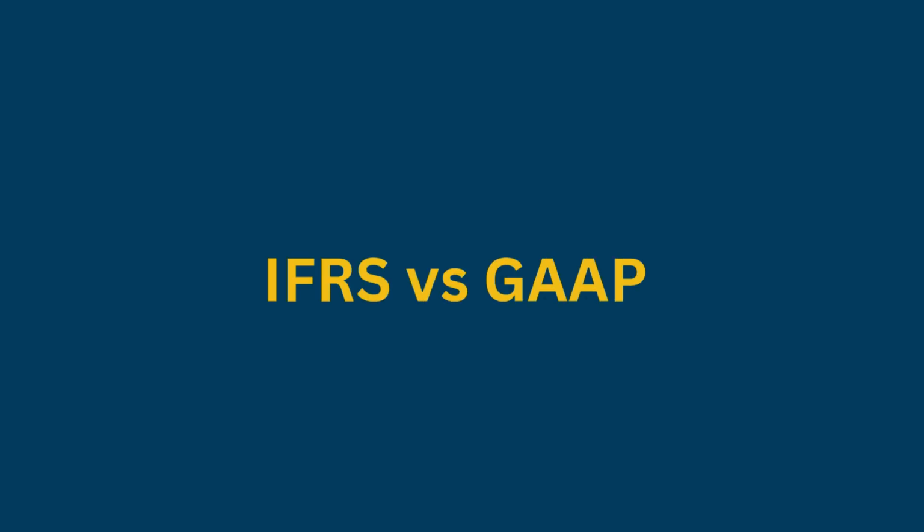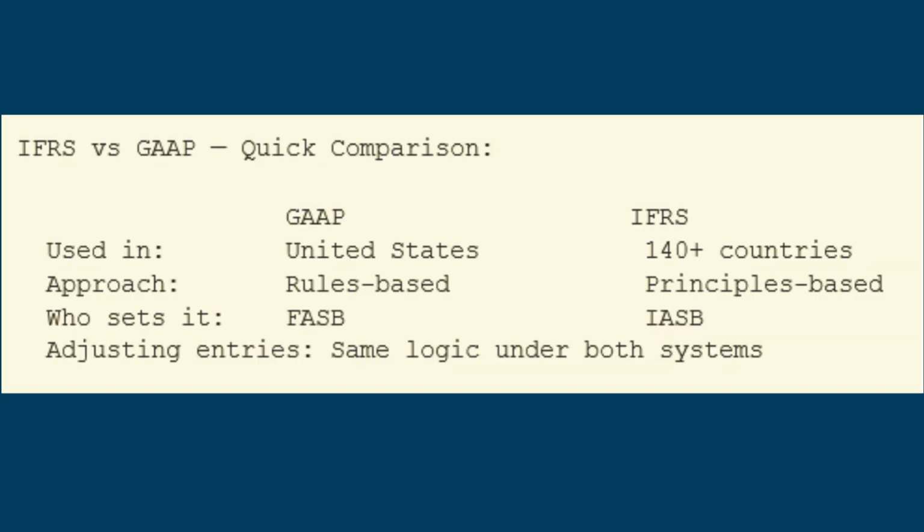IFRS versus GAAP. Before we go further, I need to mention something that comes up constantly in accounting: IFRS versus GAAP. GAAP stands for Generally Accepted Accounting Principles. It is the accounting standard used in the United States. It is highly rules-based, very specific guidance for almost every situation you will encounter.